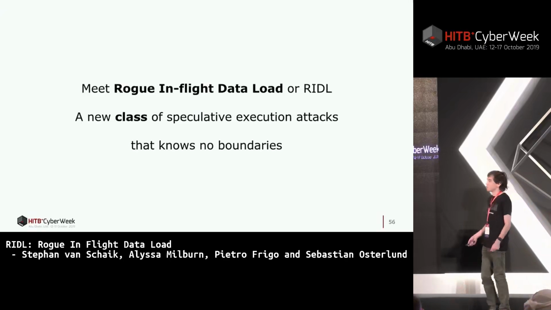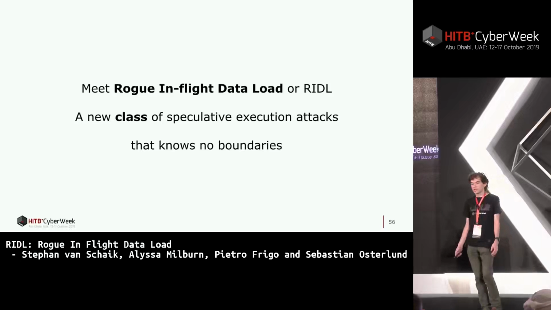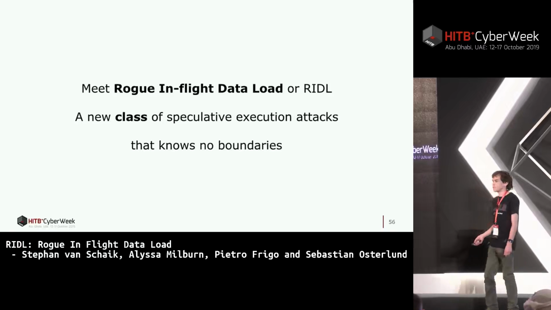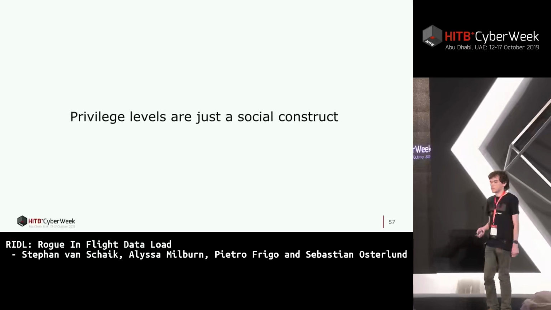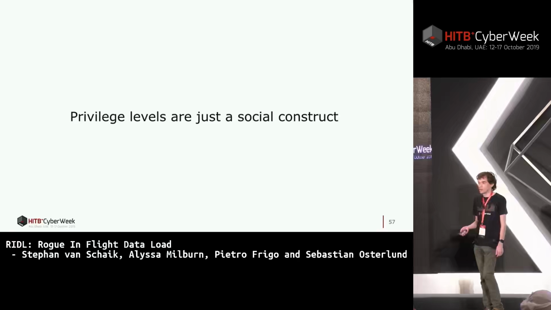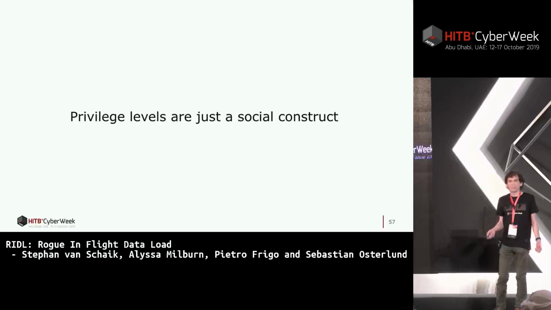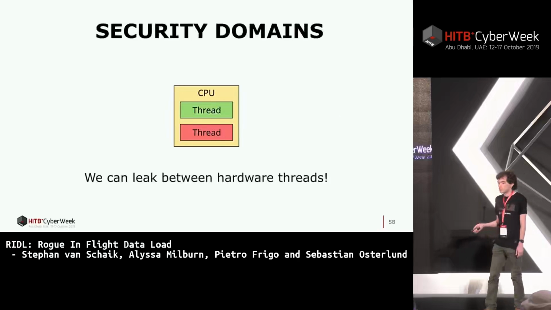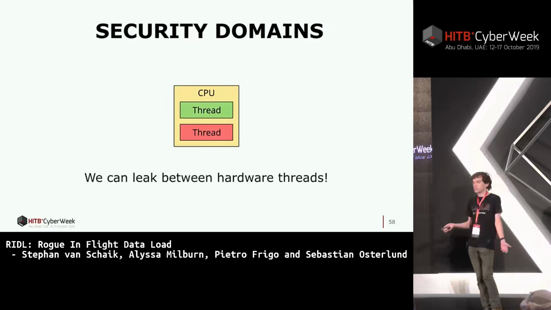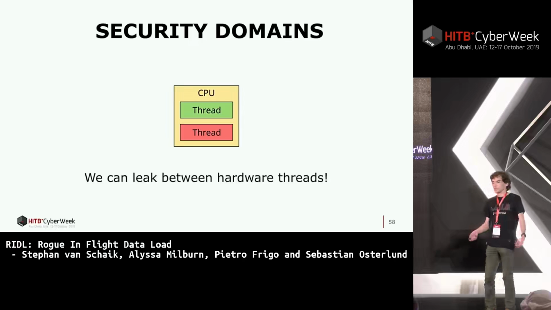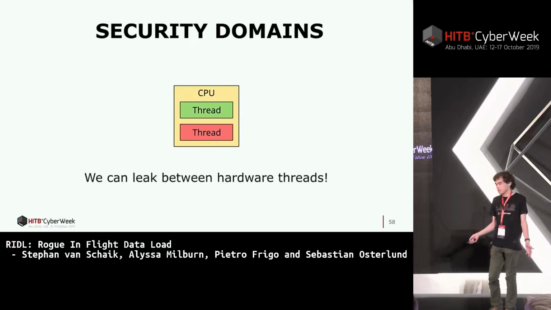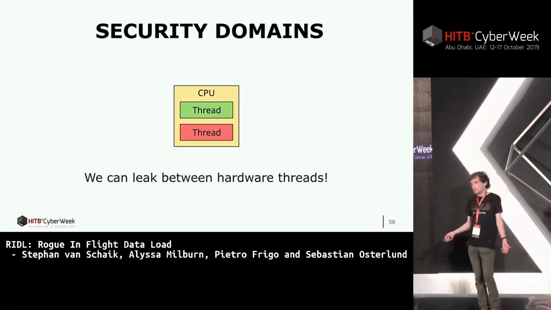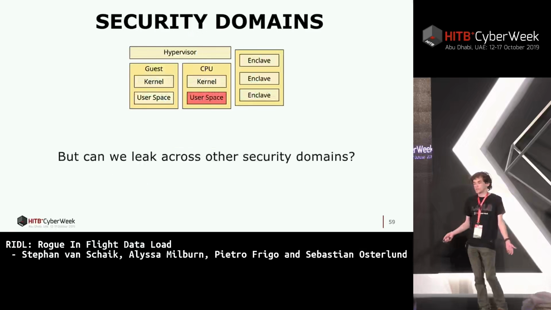So meet Rogue In-Flight Data Load, or RIDL, and this is basically a new class of speculative execution attacks that knows no boundaries. Well, to show you that it knows no boundaries, we're first going to talk about privilege levels, and they're just basically a social construct. What we've shown here is that, well, if you have a CPU with two hyperthreads, as was the case with Intel, and still is the case nowadays, we can just leak between these hyperthreads.